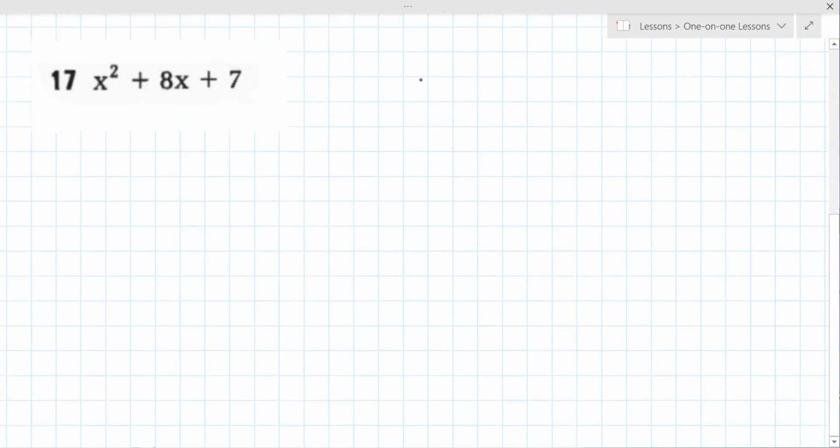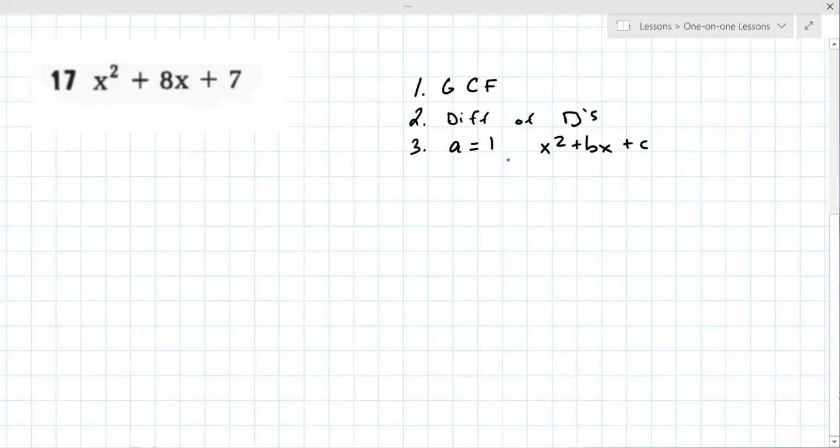There's a lot of different types of factoring. The very first type that's usually taught is the greatest common factor. Then sometimes difference of squares. And then somewhere around 3, it could be 2 or 3, is the a equals 1 case for x squared plus bx plus c. There's a 1 right there, and that's what this refers to.